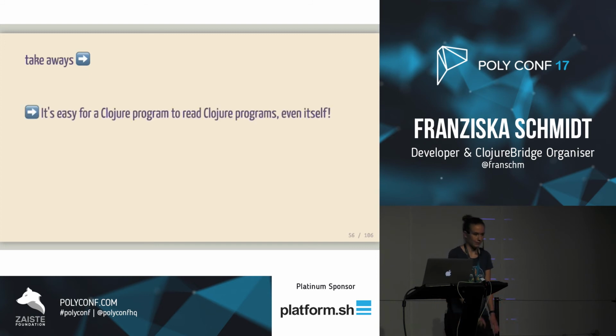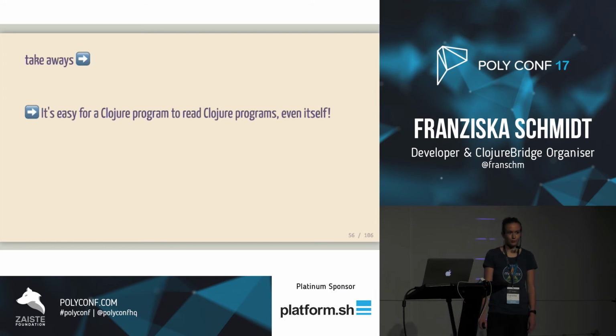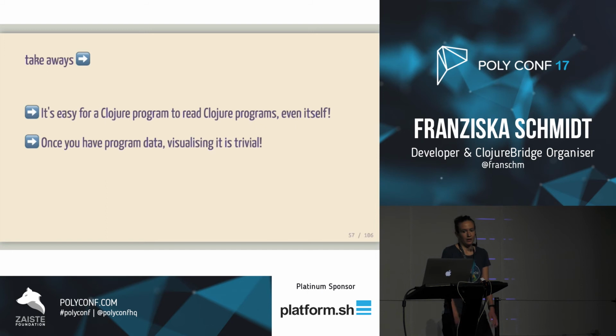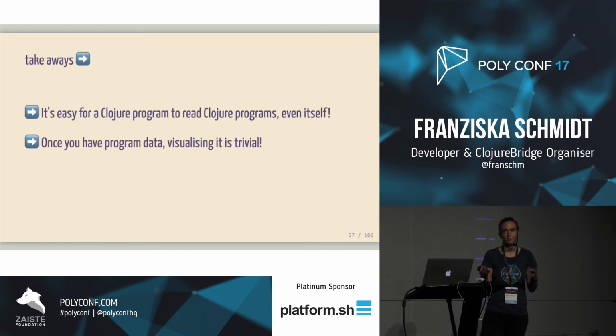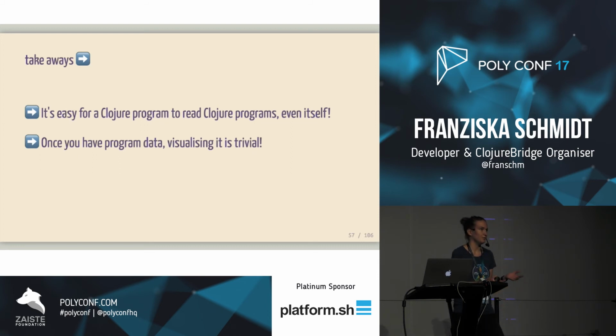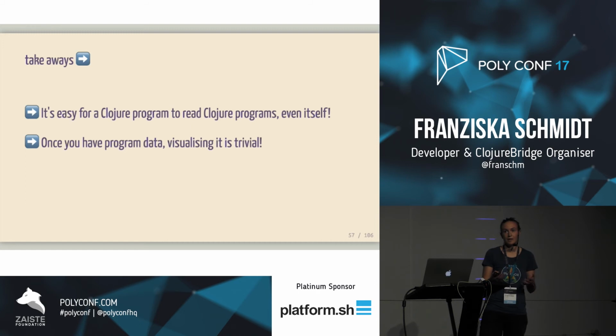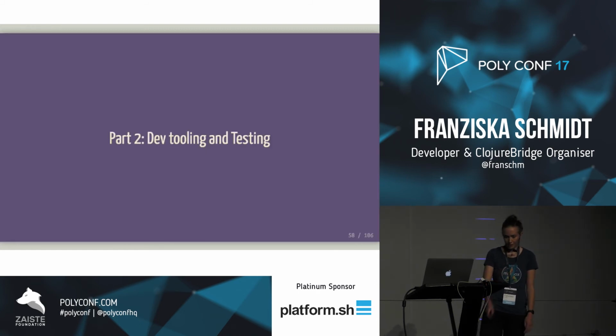So some takeaways. It's super easy for a Clojure program to read other Clojure programs and even read itself. The other thing is, once you have some kind of data about your program, like for me it was the function count, visualizing it is really trivial. You know how to visualize data, and it doesn't matter that this data used to be code or comes from your code. Okay, the next part is dev tooling and testing.